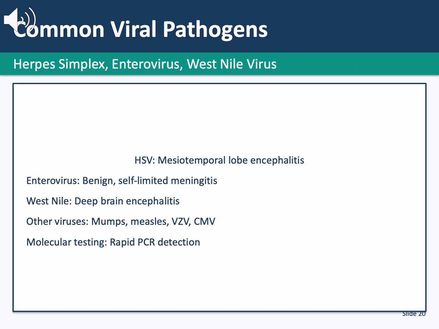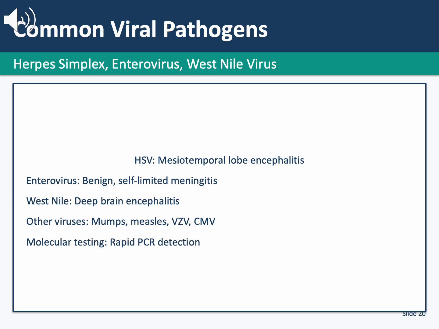The most common viral causes of meningitis and encephalitis include herpes simplex virus, enterovirus, and arboviruses such as West Nile virus. Herpes simplex virus typically causes encephalitis with characteristic involvement of the mesiotemporal lobes. Enterovirus causes a more benign meningitis that is self-limited. West Nile virus causes encephalitis with deep brain involvement.